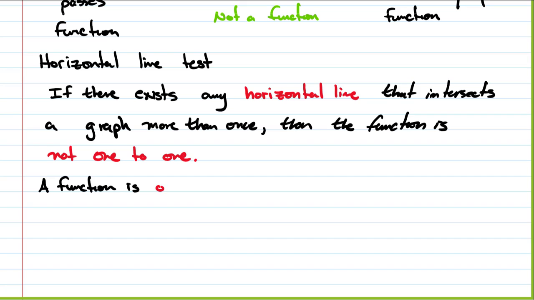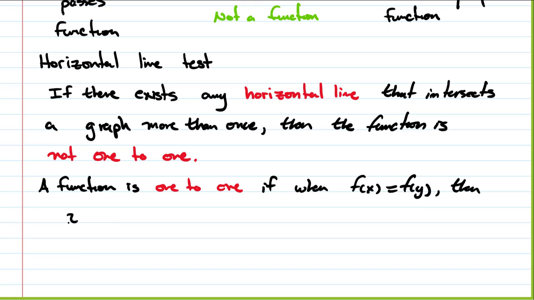So a function is one-to-one if when f of x equals f of y, then x equals y. So that's our official definition of one-to-one, and it's not very clear, and I realize that. So let's talk about what it says and interpret it.